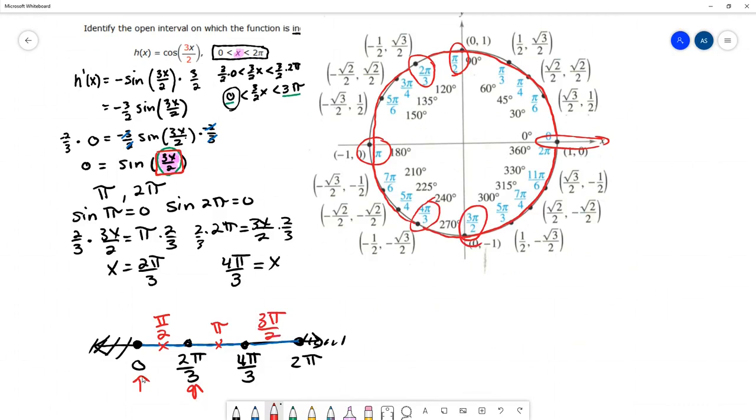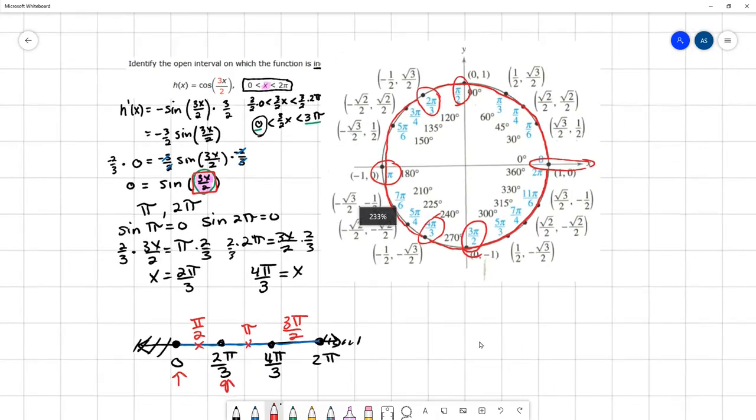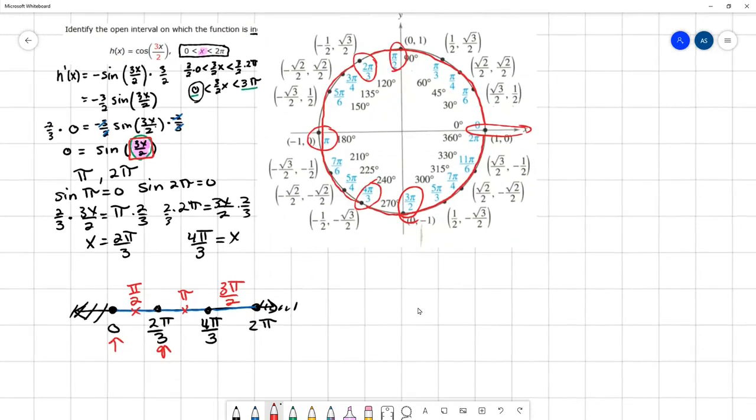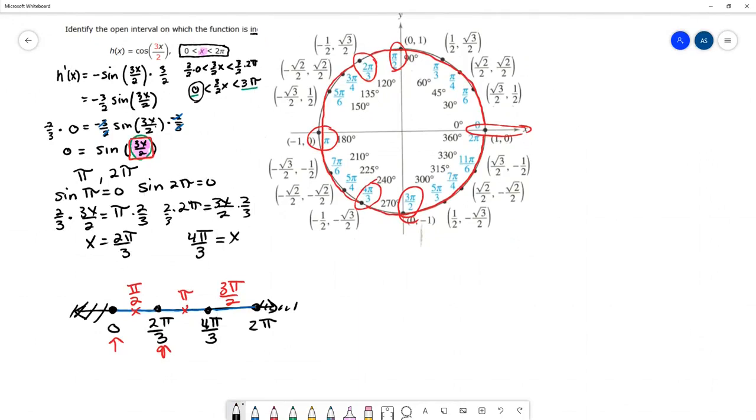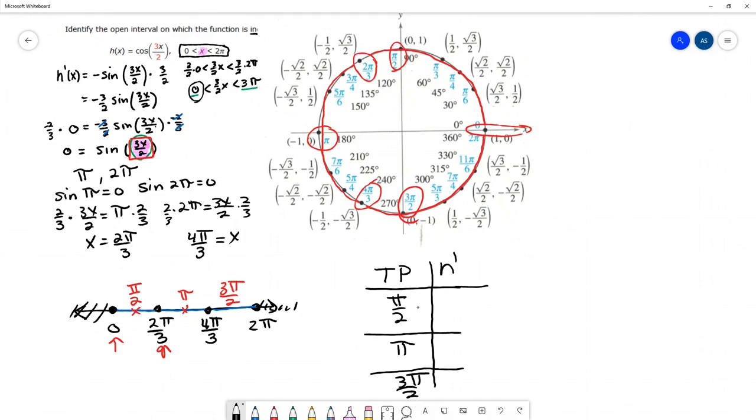So we're going to test these in the derivative. So I've got my test points of pi over 2, pi, and 3 pi over 2. And we're testing those into h prime of x, which remember is negative 3 over 2 sine of 3x over 2.